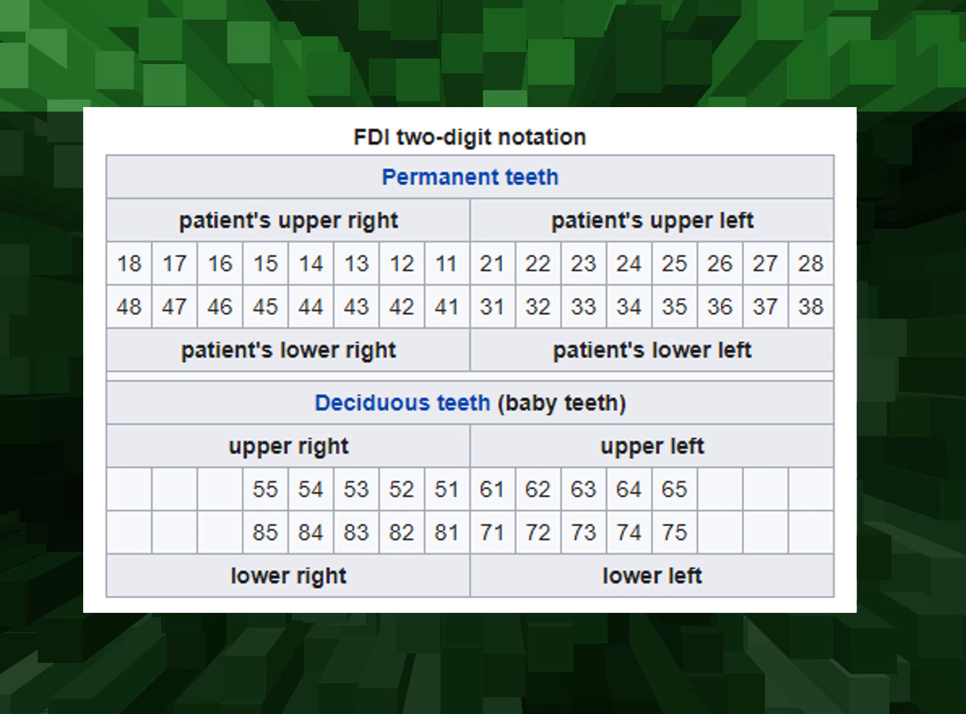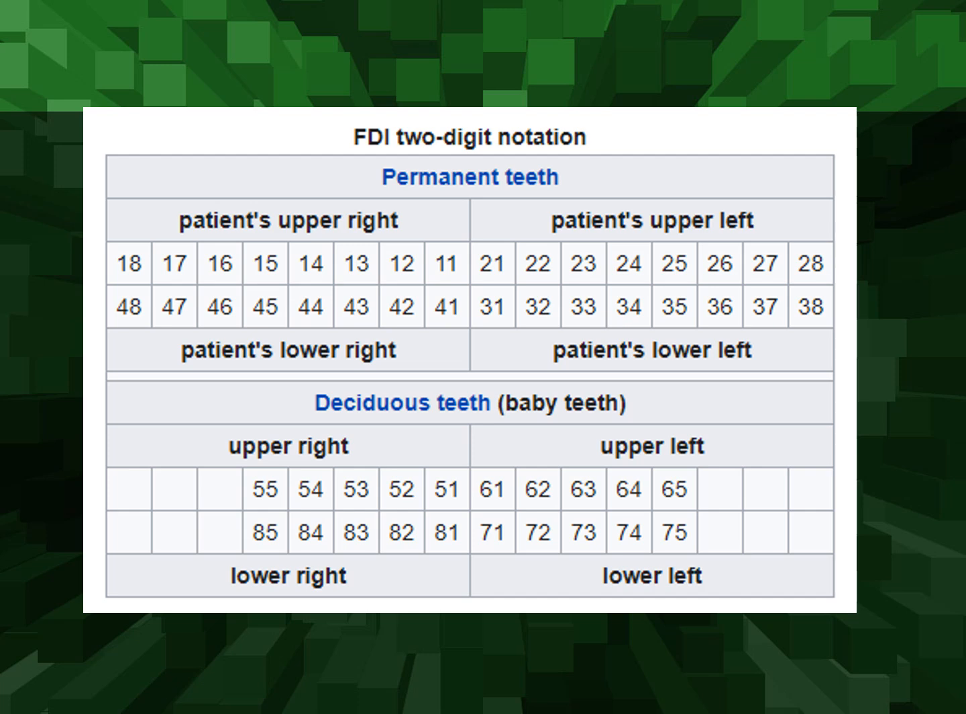And every tooth is marked with a number according to its position from the midline. Number 1, central incisor. Number 2, lateral incisor. Number 3, canine. Number 4, first premolar. Number 5, second premolar. Number 6, first molar. Number 7, second molar. Number 8, third molar. Second numbers are the same for all 4 quadrants.